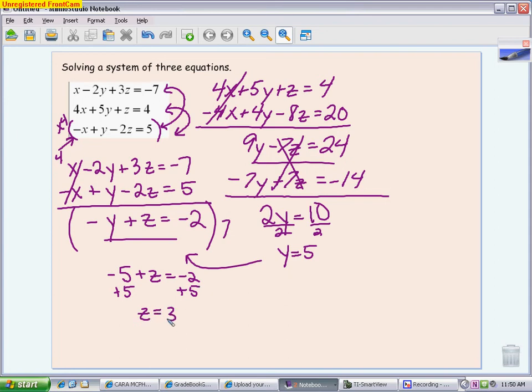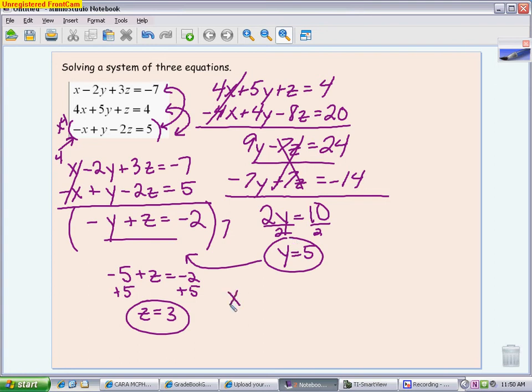So now you have 2 of the 3 pieces of information. The only thing I need now is to figure out x. So what I do with my 2 pieces of information is go back to one of the original 3 lines, it doesn't matter which one, and figure out what x is. I'm going to go to the very top line and just plug in what I know.